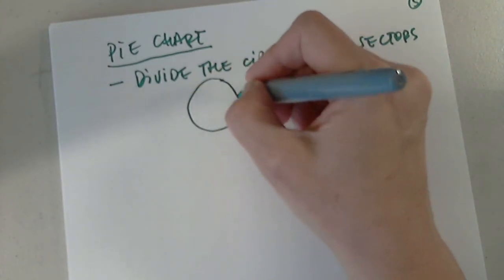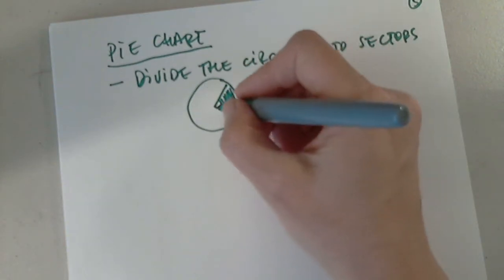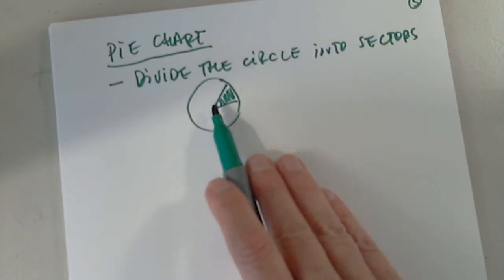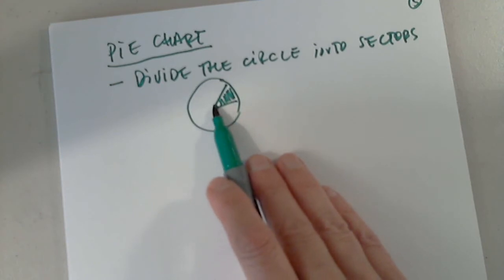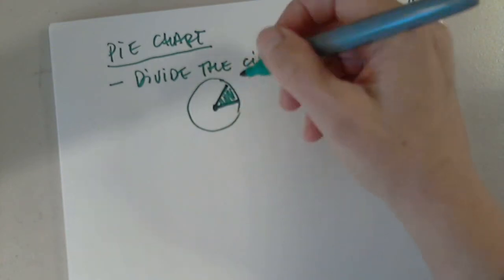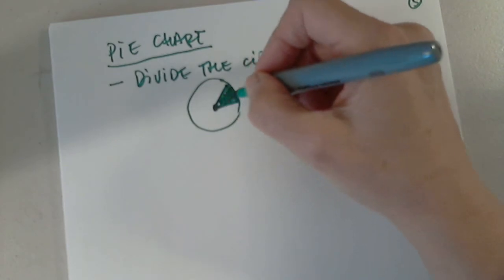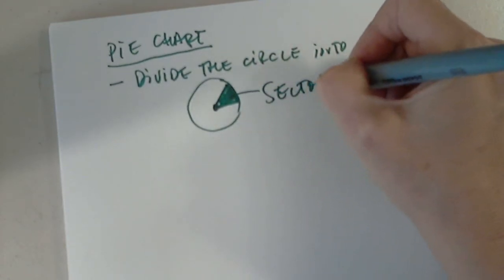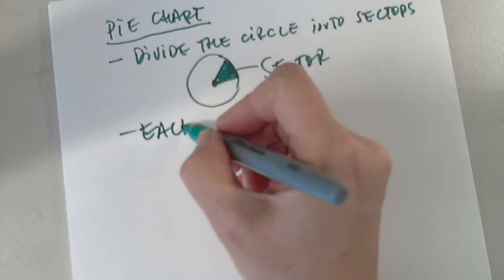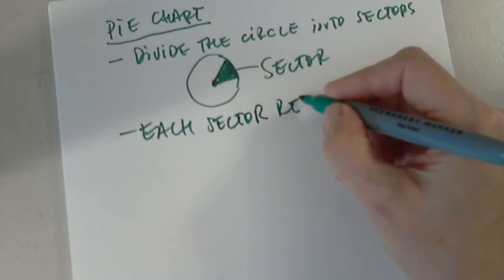In case you forgot what a sector means, this is a sector. So it has the center. It's an angle with the vertex at the center of the circle, and two radii touching, of course, the circumference. So this is a sector. Each sector represents a category.